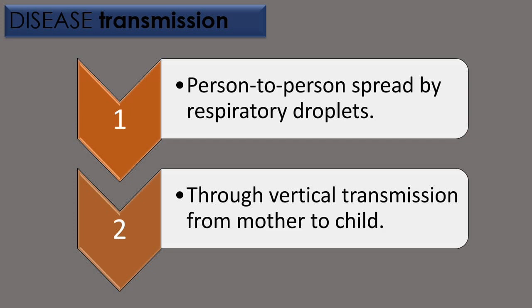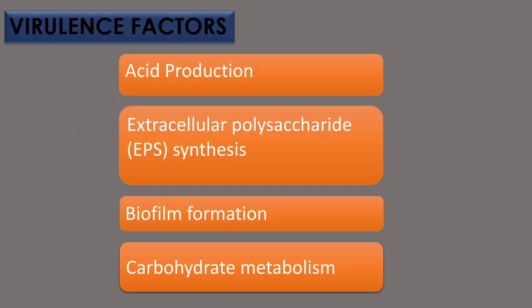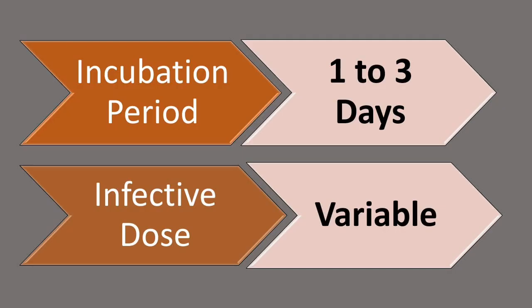Pathogenesis of Streptococcus mutans, disease transmission. Streptococcus mutans infections are mainly transmitted person to person, spread by respiratory droplets, and through vertical transmission from mother to child. Virulence factors of Streptococcus mutans: acid production, extracellular polysaccharide synthesis, biofilm formation, carbohydrate metabolism. Incubation period 1 to 3 days, infective dose variable.